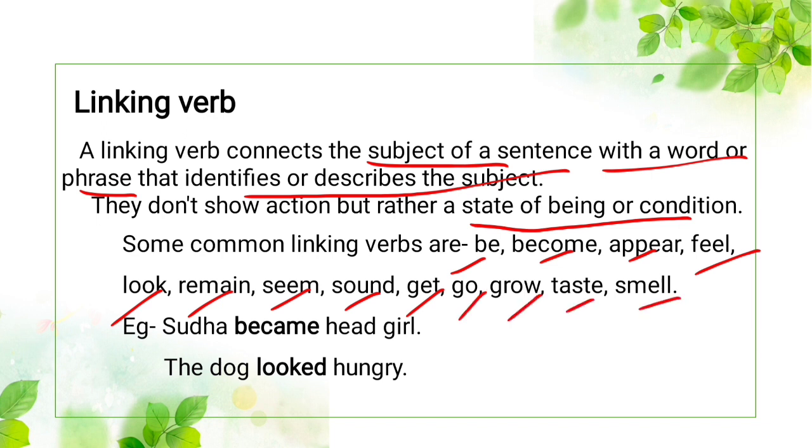Example is like Shudha became head girl. Here we can see that the word became is linking the subject, that is Shudha, with the predicate of the sentence, that is head girl. Next example is the dog looked hungry. Here we can see that the verb looked is joining the subject, that is the dog, with the predicate of the sentence, that is the word hungry.